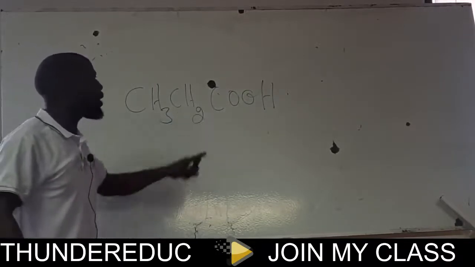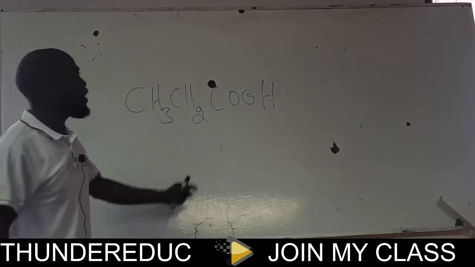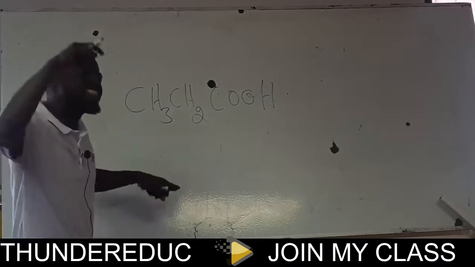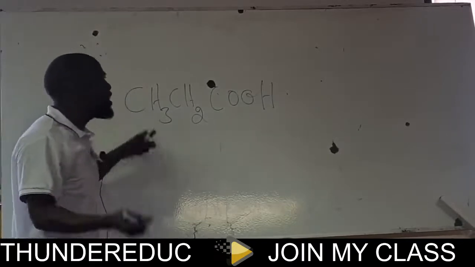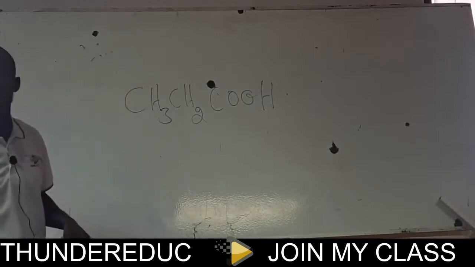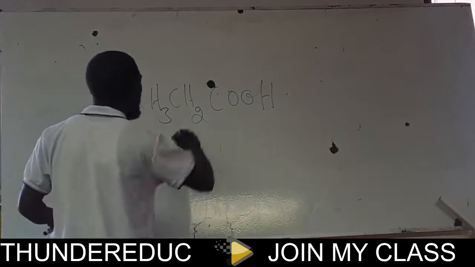Now, if I want to make it an ester, I have to put this in the middle. But you'll find out that it has the same number of carbons and the same number of hydrogens. Therefore, it becomes a functional isomer. You understand? For example, let's do it.